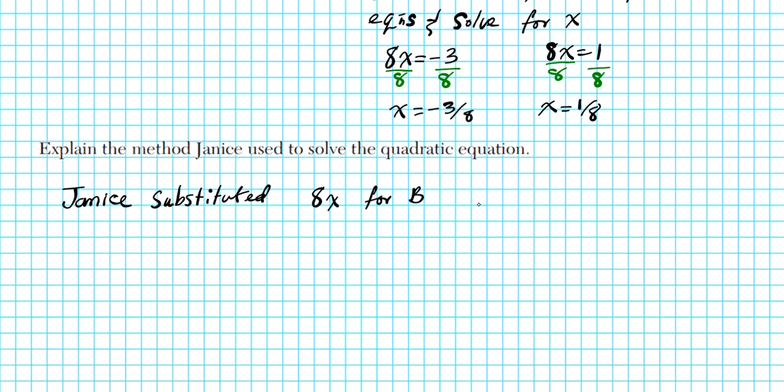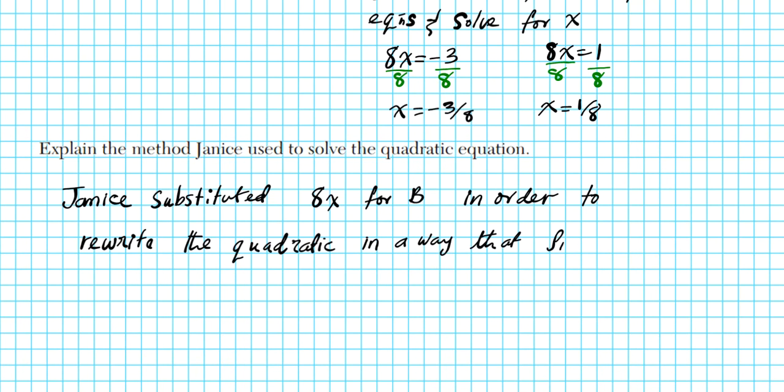Janice substituted 8x for b in order to rewrite the quadratic in a way that simplifies the factorization process.